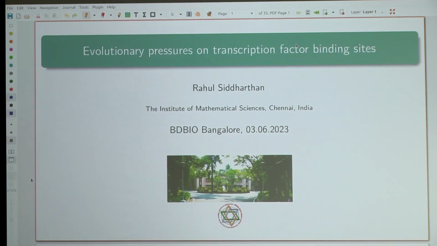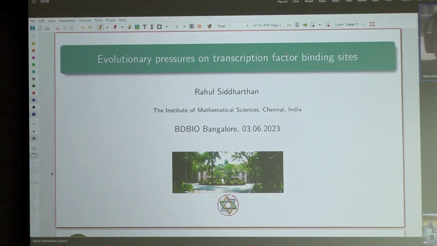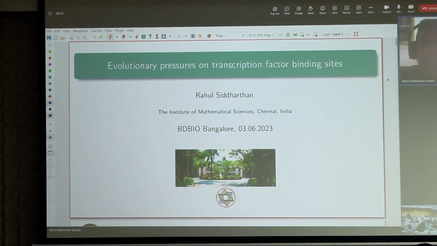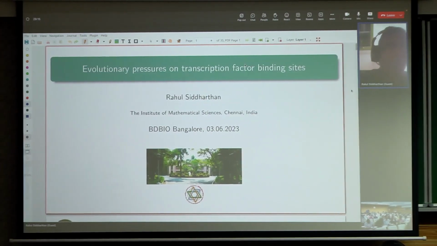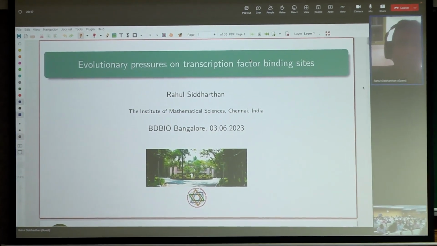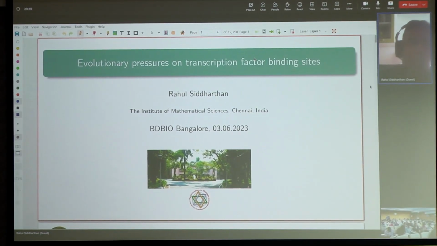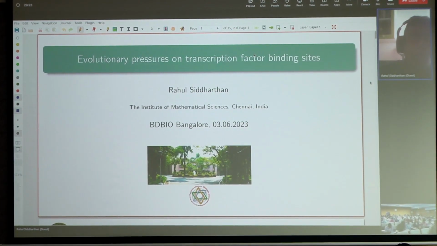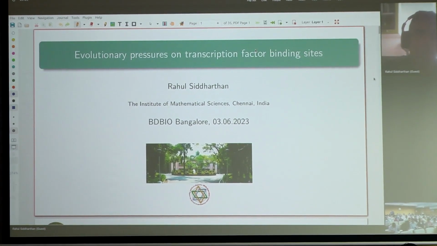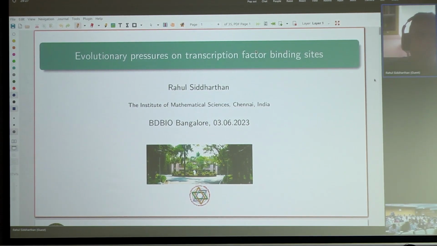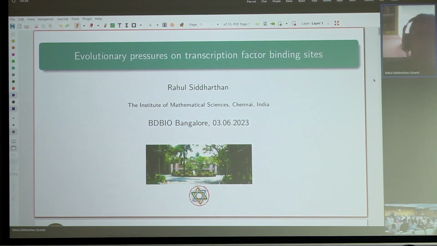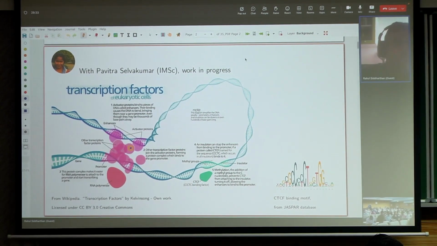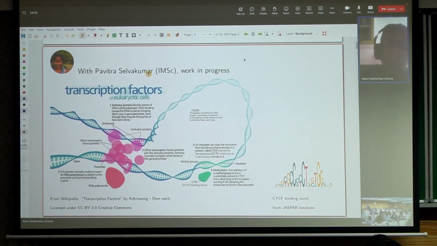As for this talk, I wasn't actually sure what to talk about in terms of fast algorithms, so I hope this kind of fits. It's more of a basic biology problem, and it's something we haven't published yet. We're working on it. I'm guessing you've heard about transcription factor binding sites from many speakers so far, so I won't go deeply into that. This is work in collaboration with Pavitra here.